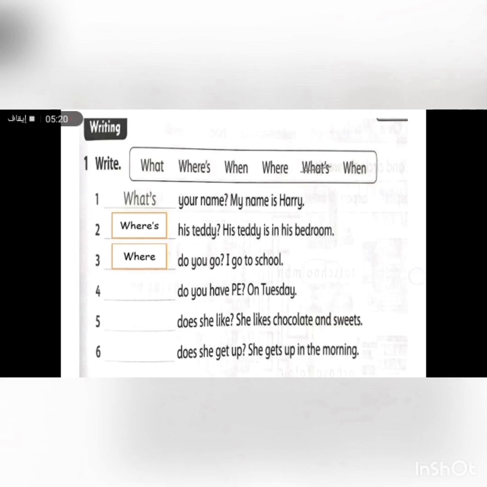Number 4. When do you have PE? On Tuesday. Number 5. What does she like? She likes chocolate and sweets. The last one. When does she get up? She gets up in the morning.